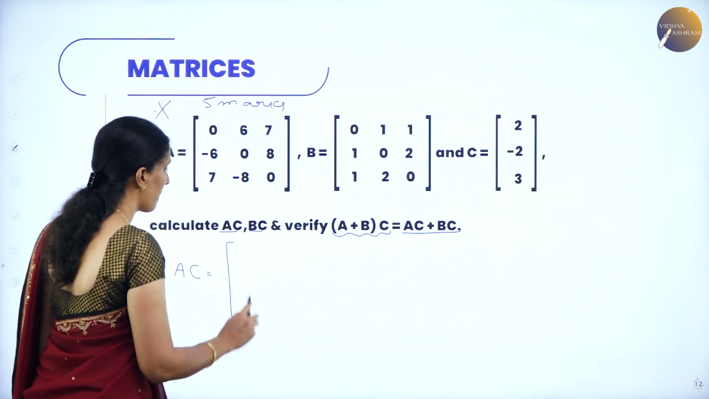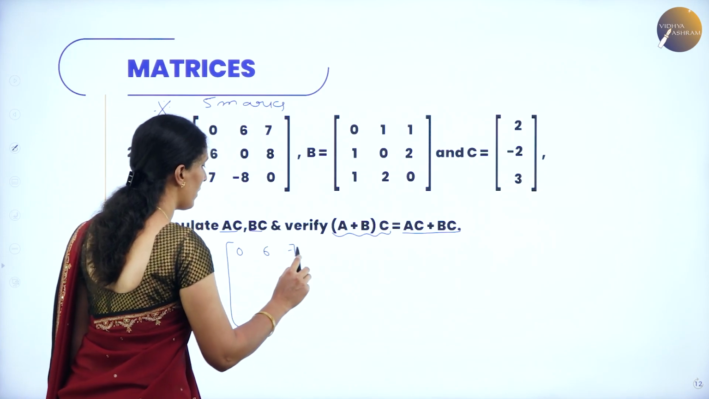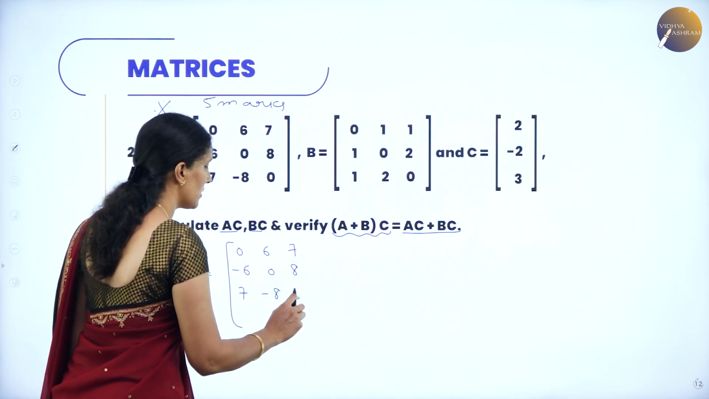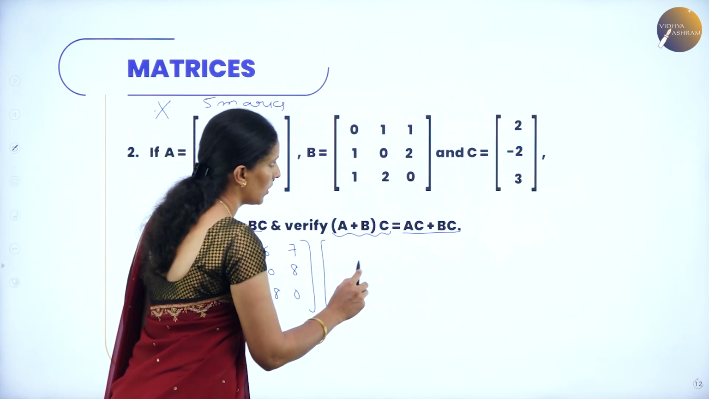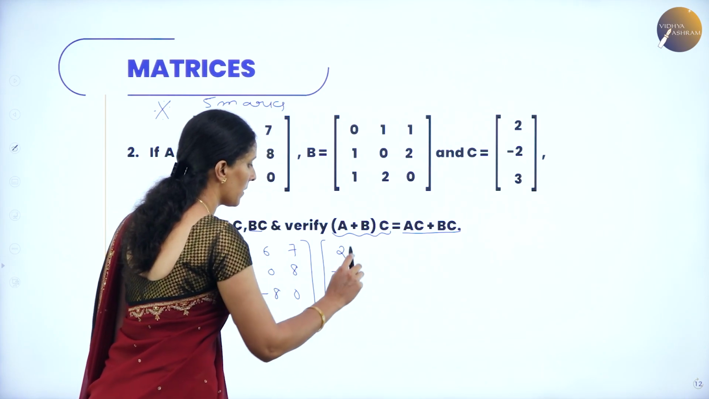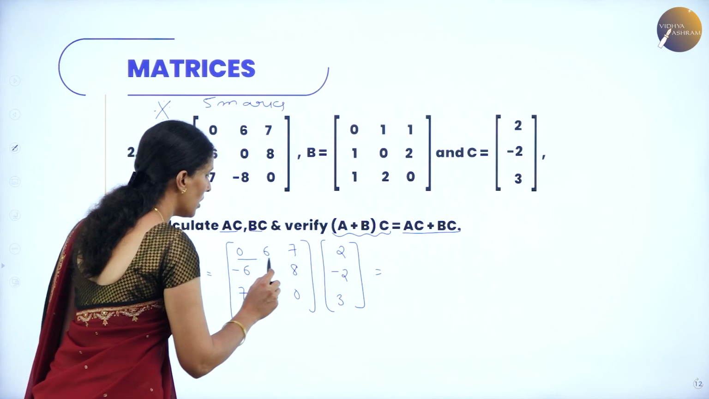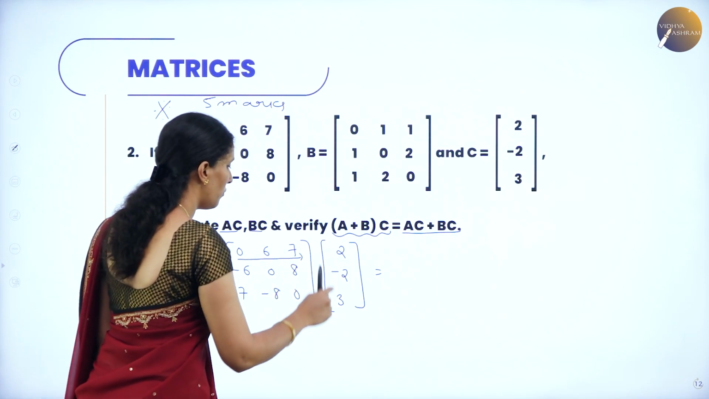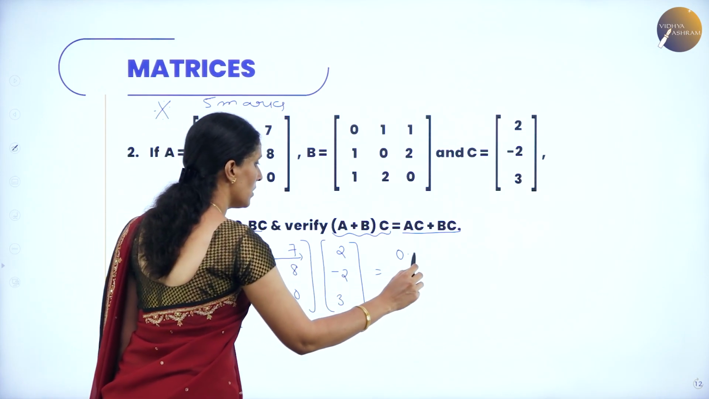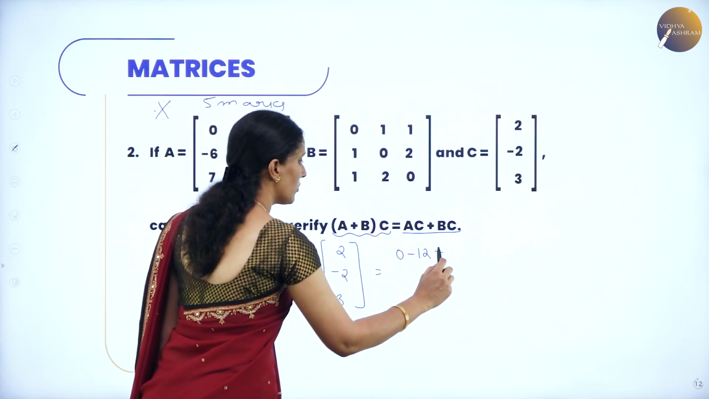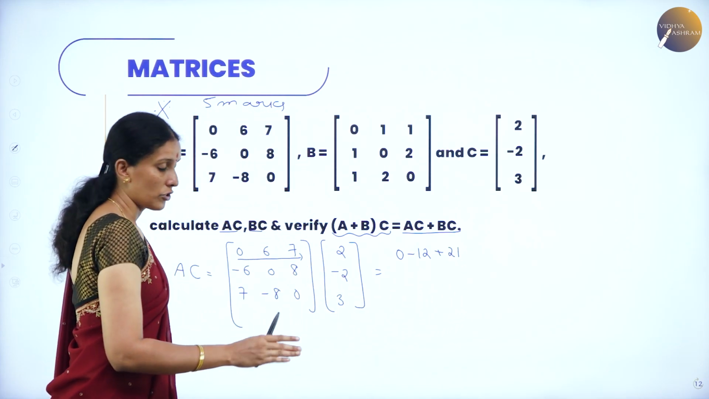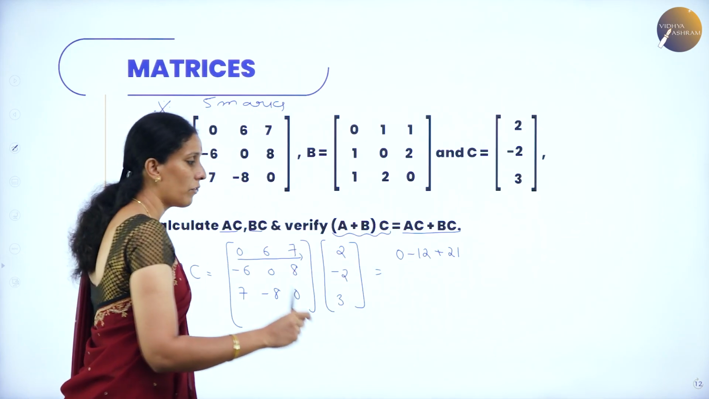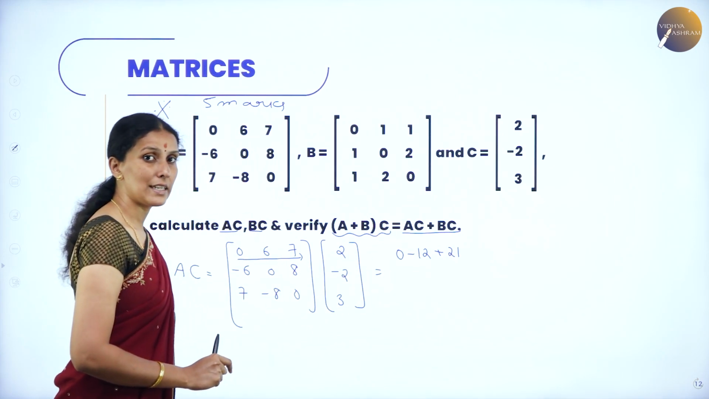So what is AC? 0, 6, 7. Minus 6, 0, 8. 7, minus 8, 0. Now what is C? 2, minus 2, 3. Let us multiply this. First row, first column elements. So we have only one column. So therefore, first row, first column. So 0 2s are 0. 6 into 2 minus 12. 7 3s are 21. So finished. Because there is no other columns to write different columns. We have only one single column. So therefore, this matrix also has only one single column.